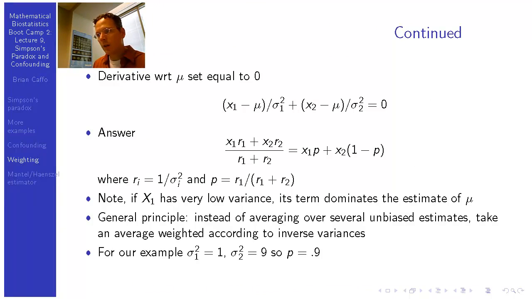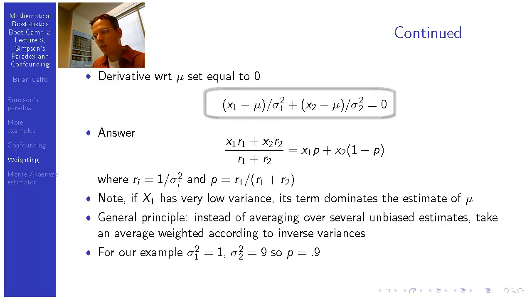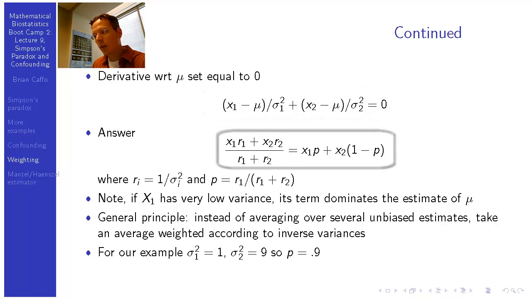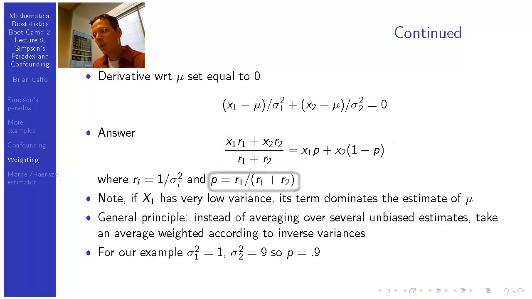Okay, let's solve for a maximum likelihood estimate. The easiest way to do that would be to take the derivative and set it equal to 0, and you get this answer: x1 times r1 plus x2 times r2 divided by r1 plus r2, or in other words, x1 times p plus x2 times 1 minus p, where p is r1 over r1 plus r2, and 1 minus p is r2 over r1 plus r2. And in this case, ri is 1 over sigma squared sub i.